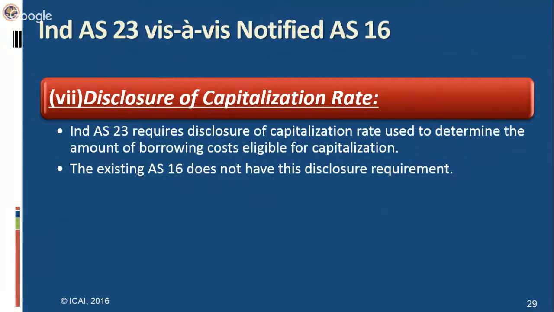Though the usage of a capitalization rate is there in both AS 16 and Ind AS 23, the rate which we are using is not required to be disclosed as per AS 16, though it is used there. But in Ind AS 23, they say whatever you are using, you have to disclose. You have to disclose the base of capitalization, so that a user of the financial statements, if they want to check it on their own, can check it out, and that makes financial statements based on Ind AS more transparent.